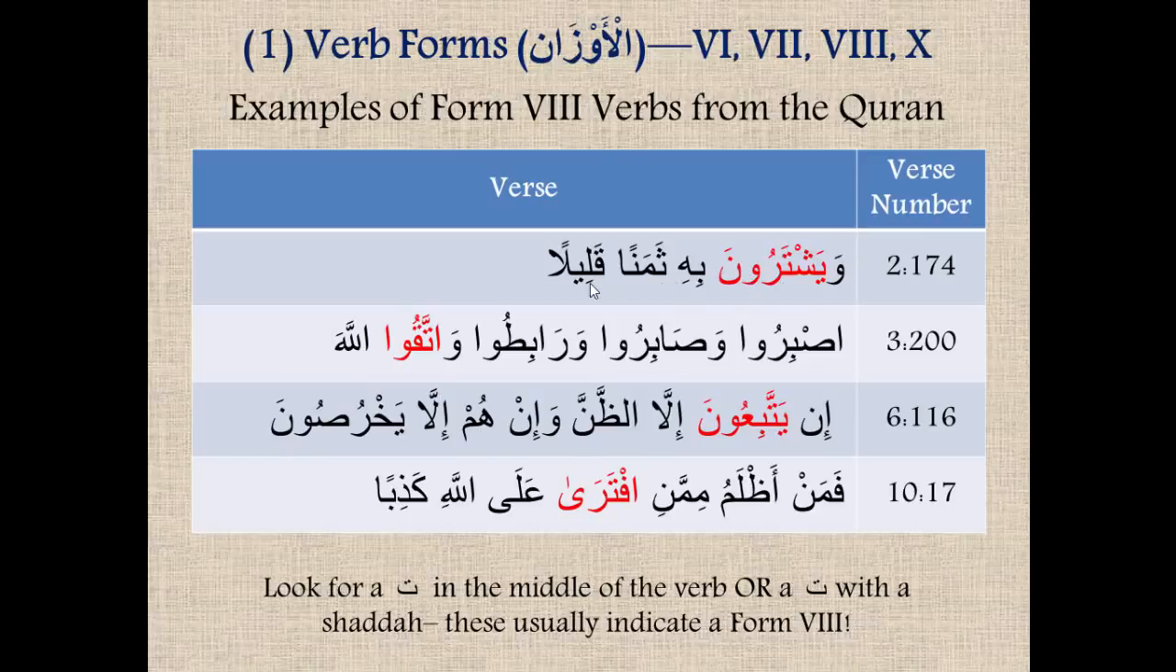وَيَشْتَرُونَ بِهِ ثَمَنًا قَلِيلًا. The verb اشترى يشتري is a form 8 verb. اصبروا وصابروا ورابطوا واتقوا الله, part of the last ayah of Ali Imran, as a command form. This is a form 8 verb.